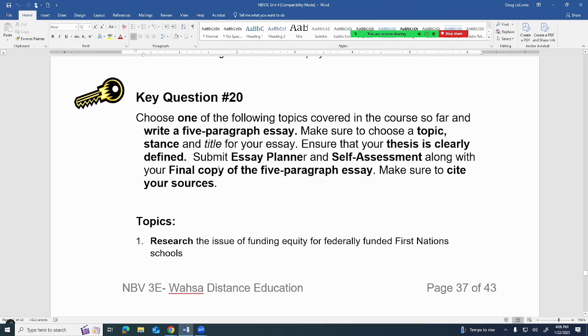Key question 20 on page 37. Choose one of the following topics covered in this course so far and write a 5-paragraph essay. Make sure to choose a topic stance and title for your essay. Ensure that your thesis is clearly defined. Submit essay planner and self-assessment along with your final copy of the 5 paragraph essay. Make sure you cite your sources, and so those are any sources that you borrowed from, something that someone else has written.